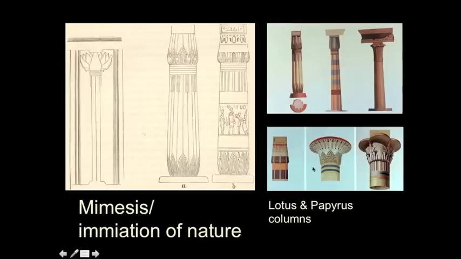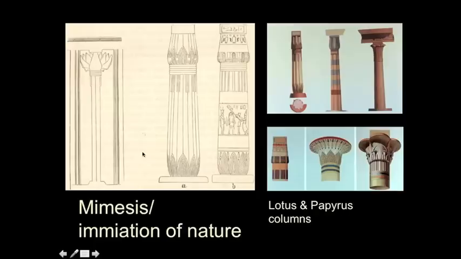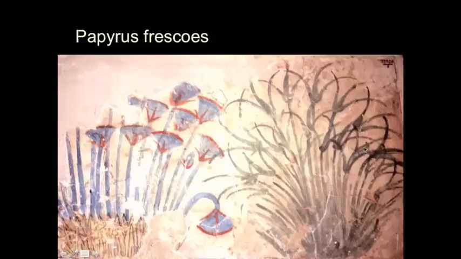So these are some of the column capitals that you get in Egyptian architecture. And they pick up on these forms like the lotus and the papyrus that would grow along the banks of the delta. These are some images of papyrus from frescoes inside of tombs. And you can see the flaring of the papyrus and the flaring of the papyrus column capitals are not so different.